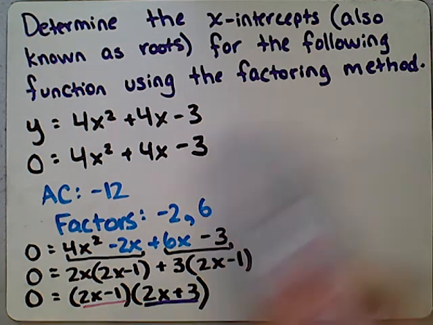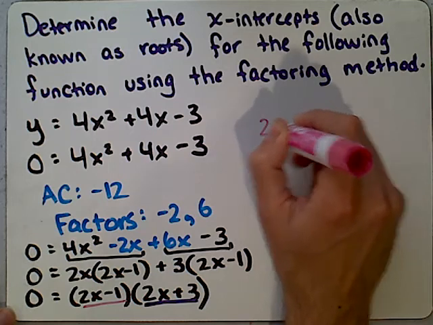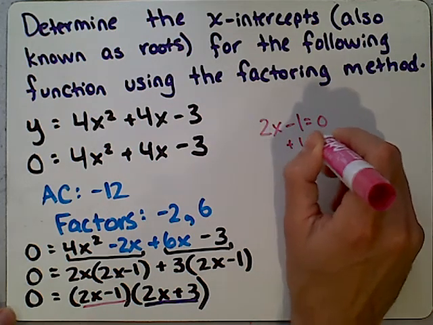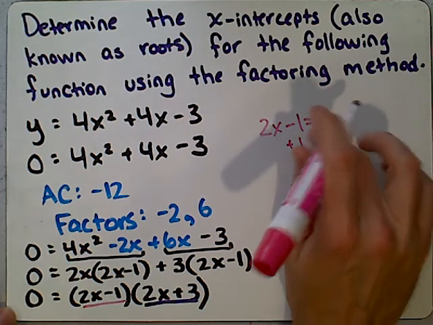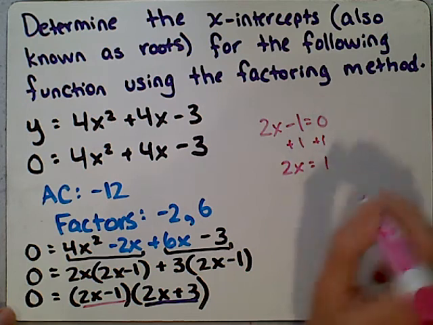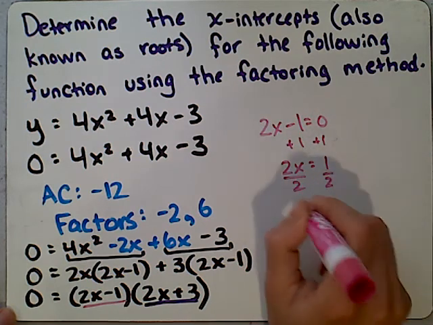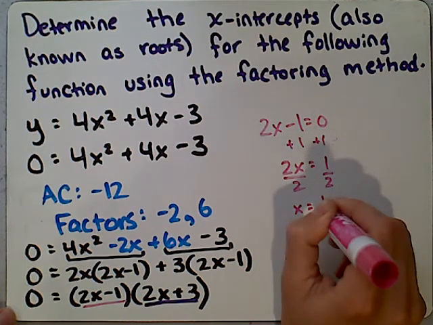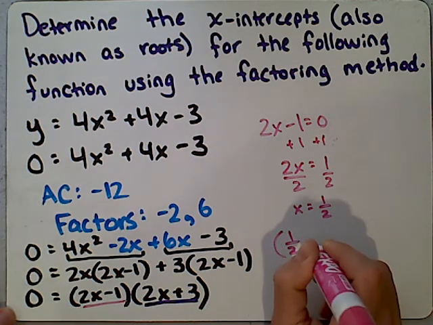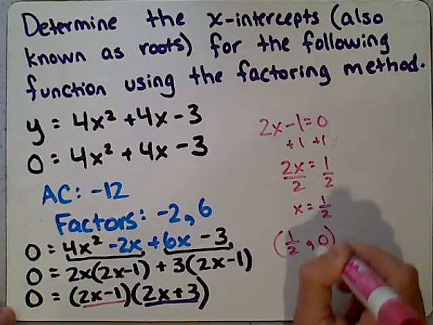We set 2x minus 1 equal to 0, so that means we can add 1 to both sides and get 2x equals positive 1. We can divide by 2 then and get x equals 1/2. So one of the x-intercepts is going to be 1/2 or 0.5 comma 0.